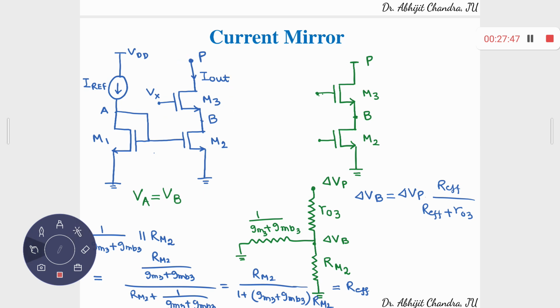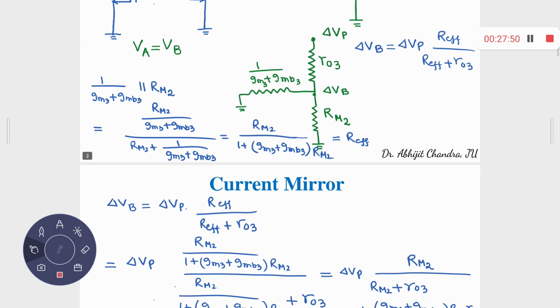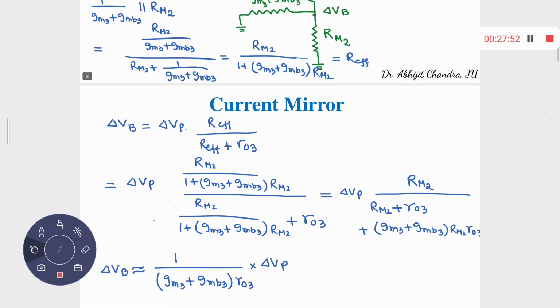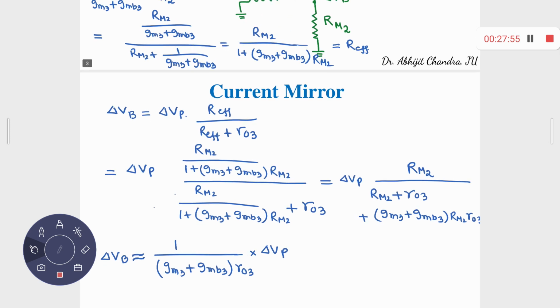Right? Now, after simplification, what are we getting? This one. Delta Vb is almost equal to delta Vp by Gm3 plus Gmb3 multiplied with RO. Is it large? This GmRO? Typically large, 10 to 20 is a typical value. So therefore, even if we have some fluctuation at the point P, that will not be reflected at point B.